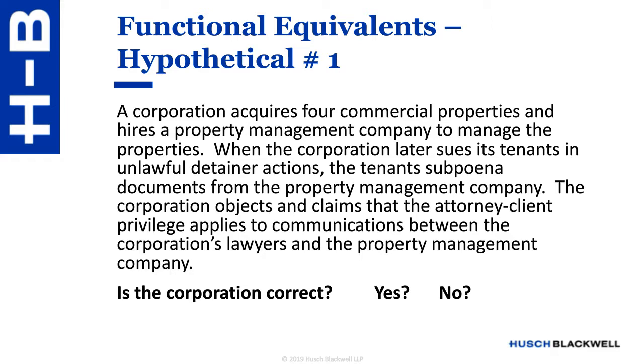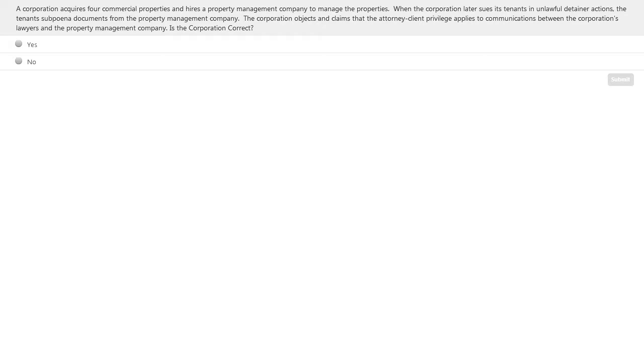To illustrate this, consider the following hypothetical, which also includes a polling question. A corporation acquires 4 commercial properties and hires a property management company to manage the properties. When the corporation later sues its tenants in unlawful detainer actions, the tenants subpoena documents from the property management company. The corporation objects and claims that the attorney-client privilege applies to communications between the corporation's lawyers and its property management company. Is the corporation correct? And we have a polling question here for yes or no. Give you a few seconds to chime in there.